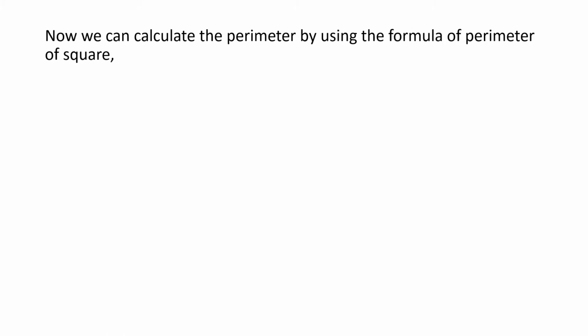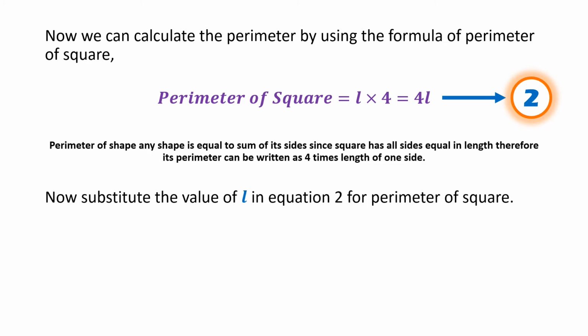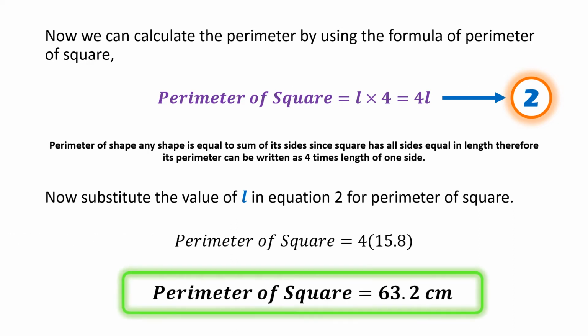Now we can calculate the perimeter by using the formula for the perimeter of a square. The perimeter of a square is equal to 4 times the length of its one side. Now substitute the value of length in equation 2 to calculate the perimeter of the square. So, the perimeter of the square frame is 63.2 centimeters.